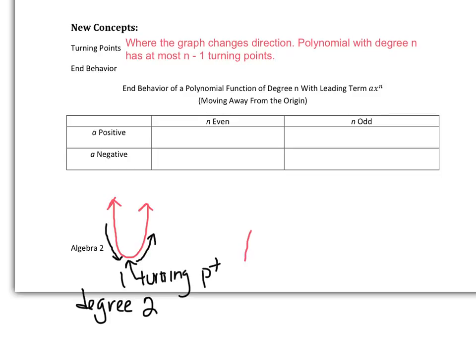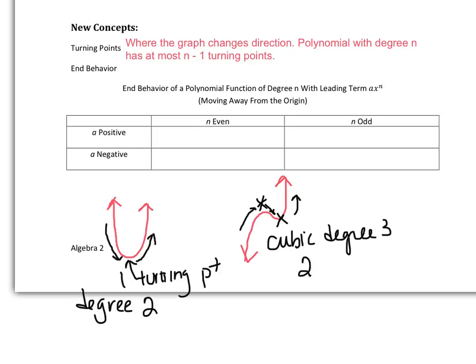If you have a polynomial, a cubic function can look like this, okay? And so where are the turning points? Well, here we're going up and then we go down, so we have a turning point right here, and then we have another turning point right here, because then eventually we're going down and up. So this is cubic, which is degree 3. And you can see that it has 3 minus 1 or 2 turning points. So that's kind of what we mean by turning points.